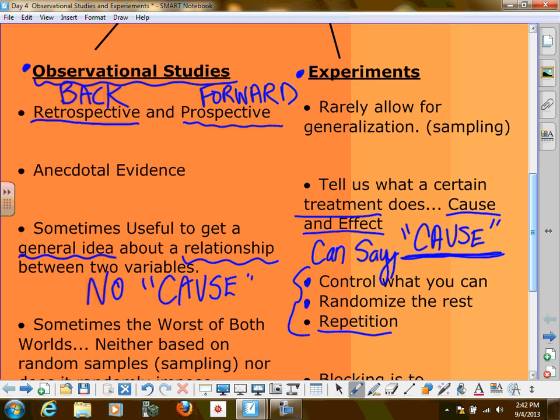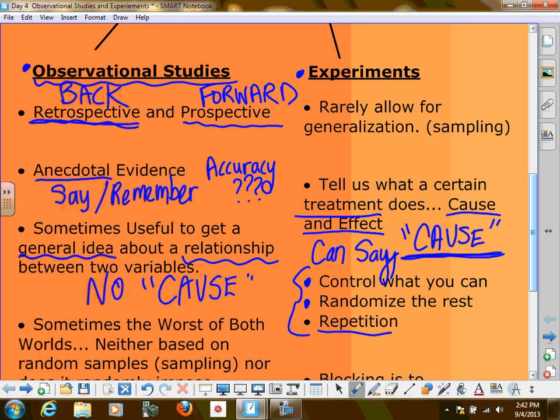Now, one of the problems with looking back, and sometimes going forward, is that you are relying on anecdotal evidence. Anecdotal evidence is people remembering, people telling you what they remembered. What do you have to say about the potential issue with that? Do they remember everything perfectly?